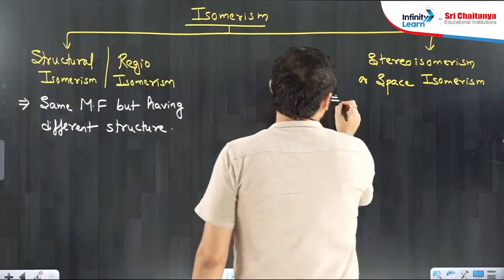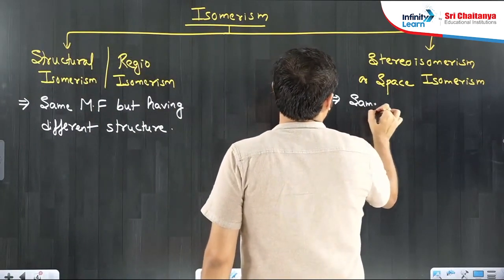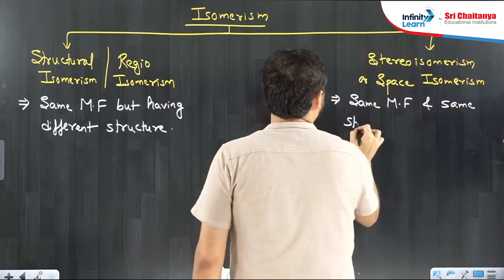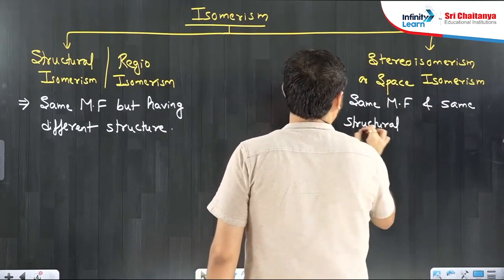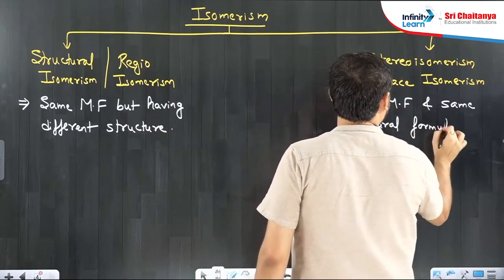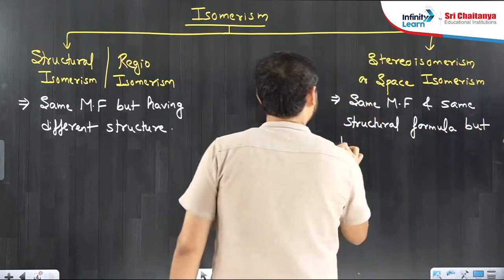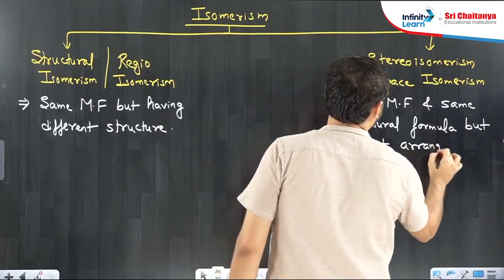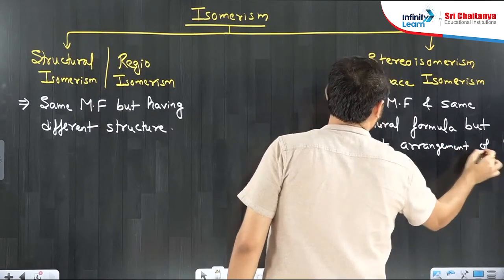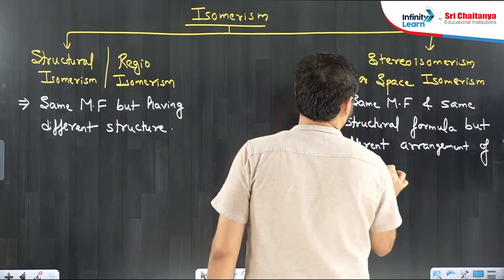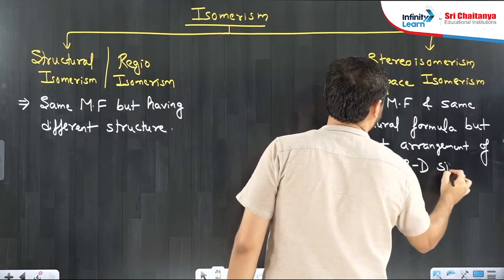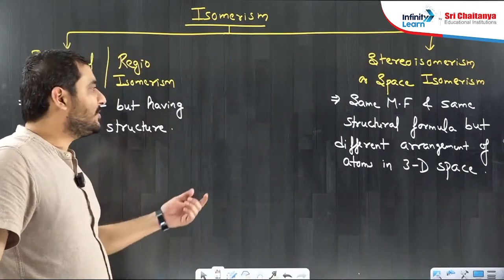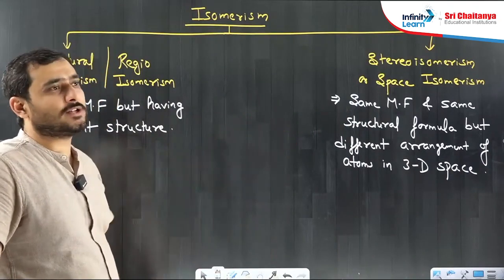And what about stereoisomerism? Same molecular formula and same structural formula. The structural formula is also the same, which means bonds are the same, but there is a different arrangement of atoms in 3D space, atoms in three-dimensional space. Because the geometry of a molecule is three-dimensional. So in three dimensions, what is possible? A different arrangement of atoms is also possible.